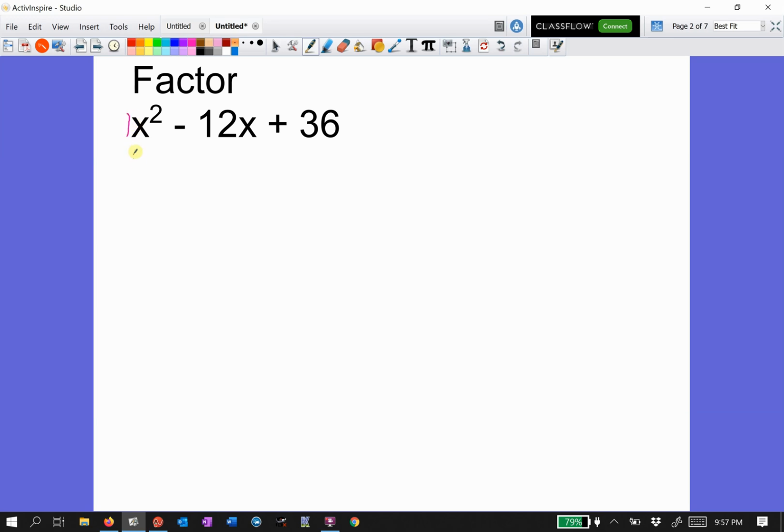Of course, there's no number in front of the x squared. So if we put a 1 and we do our middle lines, we multiply 1 times 36, and it gives me 36. We know that. Do my x, of course. Throw the negative 12 down there. At this point, I've got to find my factor pairs of 36.